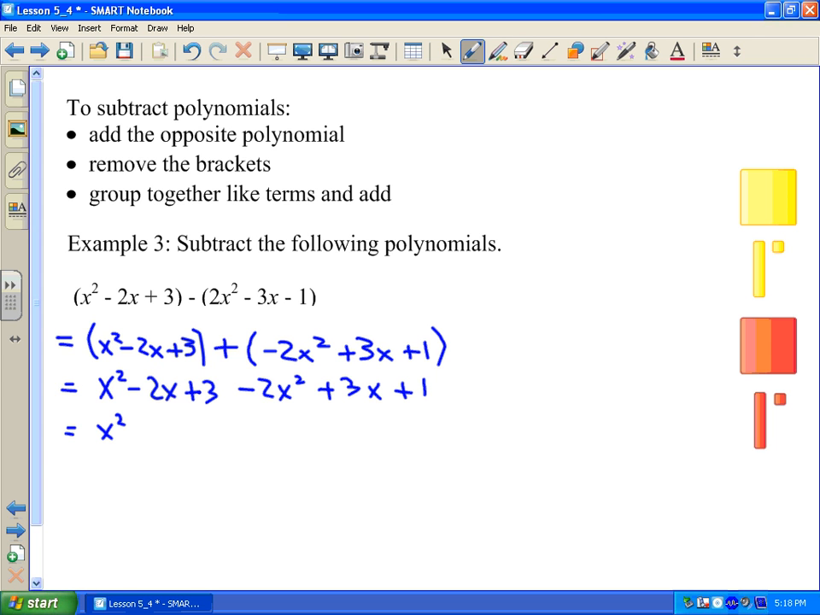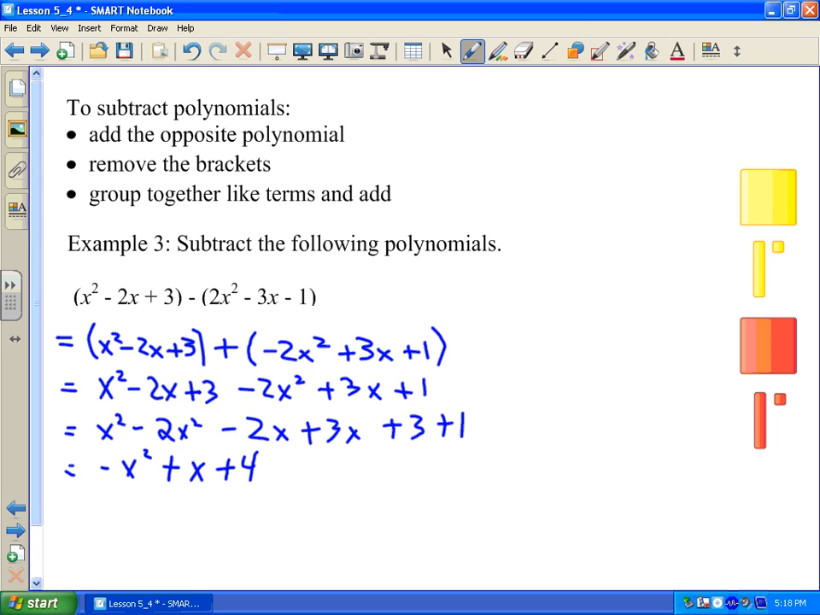And now we can combine like terms. An x squared and a negative 2x squared, a negative x, and a positive 3, a positive 3, and a positive 1. So when I combine these, one of the positive x squareds will cancel with one of the negative x squareds. I end up with a negative 1 x squared, which we normally just write as negative x squared. A negative 2x and a positive 3x gives me a positive 1x. So again, I would just write it as a positive x. 3 and 1 gives me a 4.